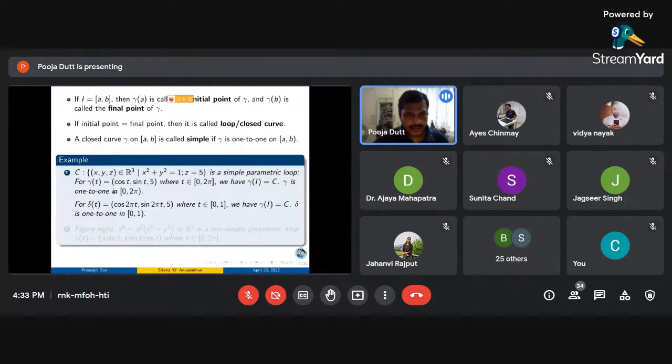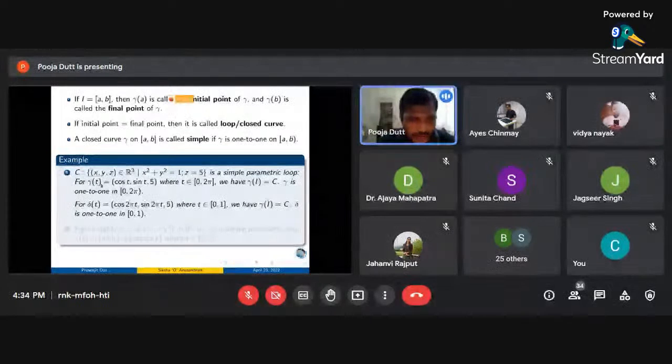Now let us take an example. I have already told you that suppose we are in R3 and the curve is x square plus y square is equal to 1, a circle at the height z is equal to 5. So in the plane z is equal to 5, we have the curve x square plus y square is equal to 1. Then the parameterization would be cos t, sin t, comma 5, where t is running between 0 to 2 pi.